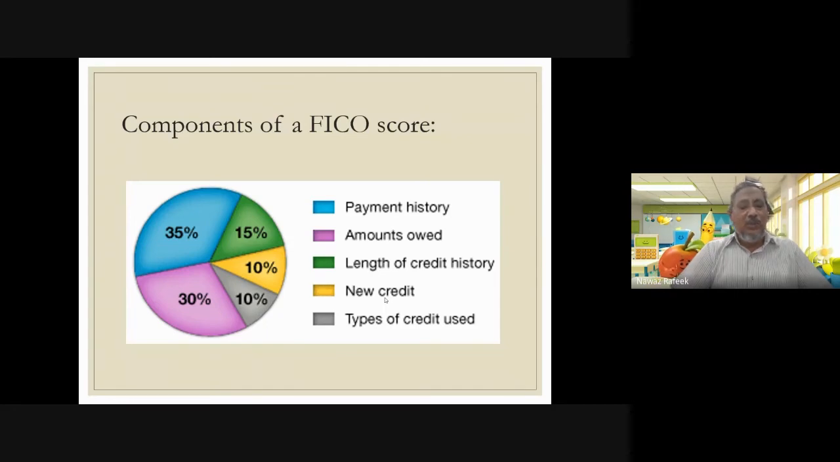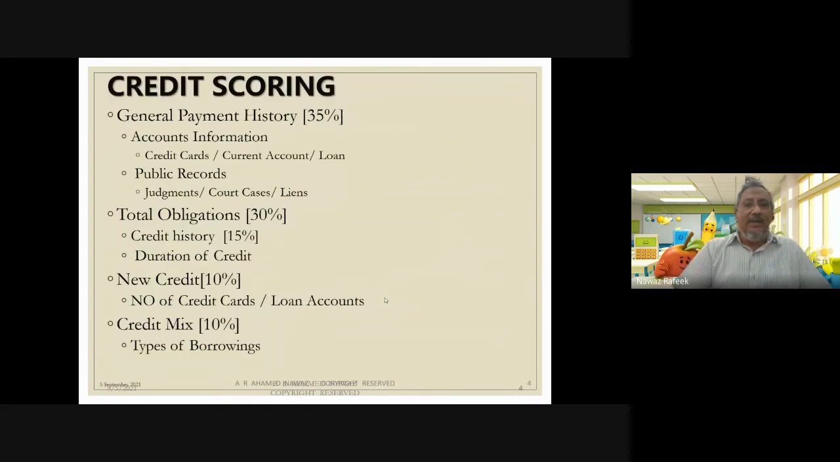Then types of credit used, the different types of credit. What is the credit package? Loans, overdrafts, letters of credit, letters of guarantee; likewise, the types of facilities used. Secured or unsecured: more secured gets high marks. Unsecured or weak securities get a lower score. This is how the components of FICO have been proposed. Right. In general, we'll go one by one.